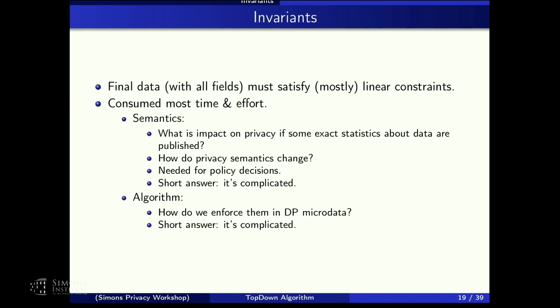So once we add everything, we have some linear constraints that have to be satisfied. And so again, we have to worry about if you publish some exact statistics about the data, what does it do to the privacy semantics? And then how do we make the algorithm enforce those constraints? Okay. So in both cases, it's complicated.